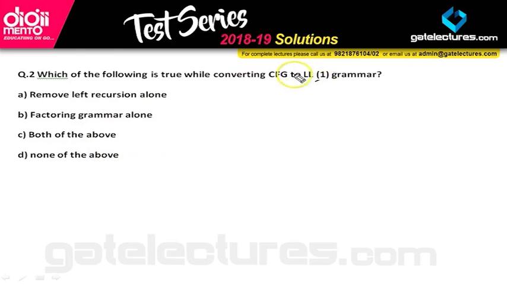Okay, so let's see. We know that LL1 is a top-down parser, so there should not be any backtracking. And to ensure that, there should be two things in an LL1 grammar: there should not be left recursion, first thing, and there should not be any non-determinism.